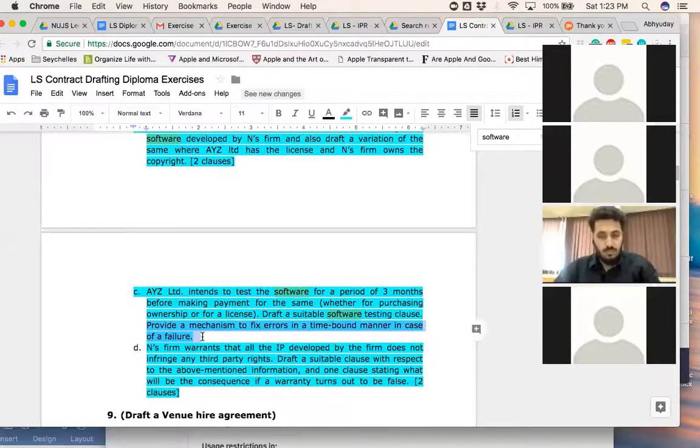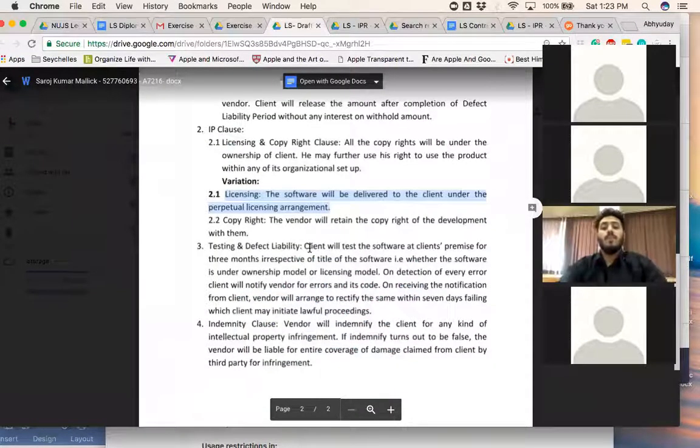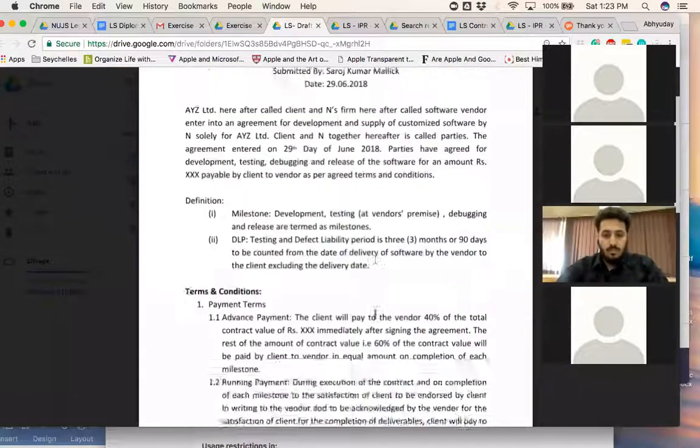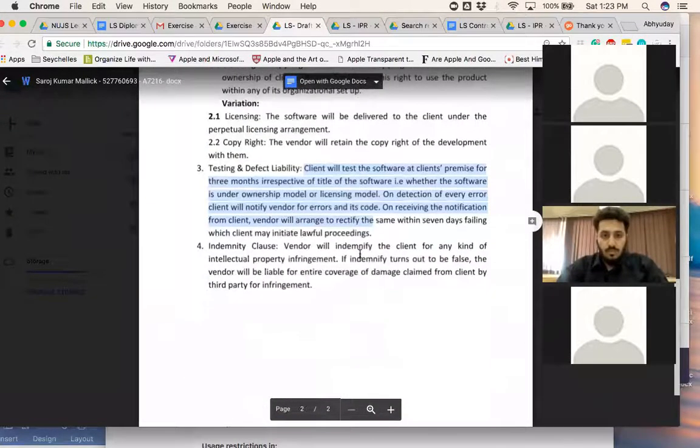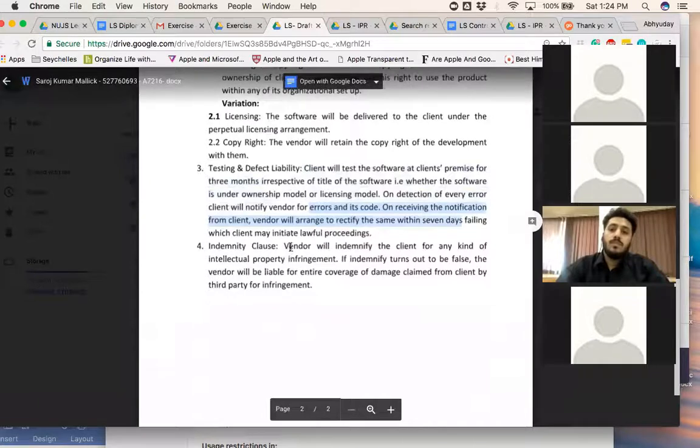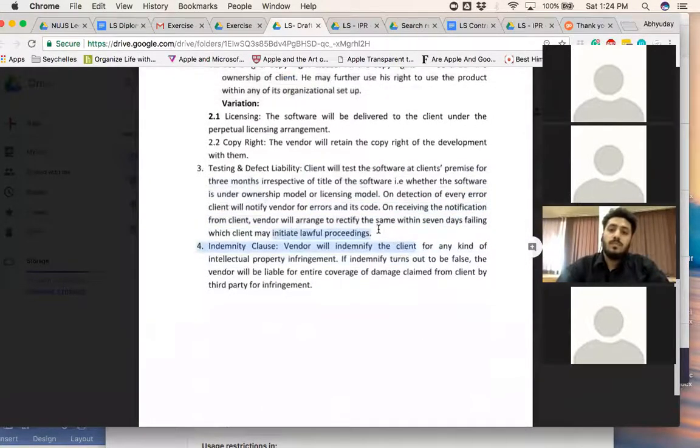Now this is important. We wrote in clause C, provide a mechanism to fix errors in a time-bound manner in case of failure. So let's see if anybody has done that. So here, this is Saroj. He has written a 7-day liability, and he said that he will notify the vendor of errors in its code. And on receiving the notification, vendor will arrange to rectify the same. So this is a valid rectification clause, failing which the client may initiate lawful proceedings. It's not clear for what though.